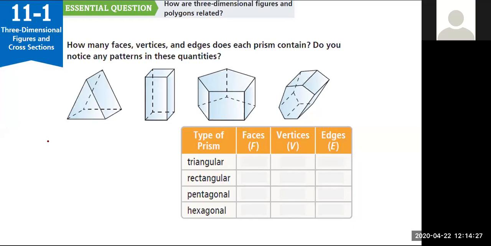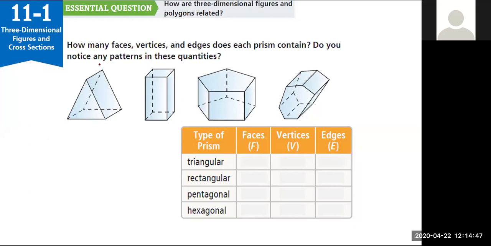This is where our book picks up, 11-1. This section in our book is talking about three-dimensional figures and cross sections. So first, we're looking at a couple different figures. And this first question says, how many faces, vertices, and edges does each prism contain? Do you notice any patterns?